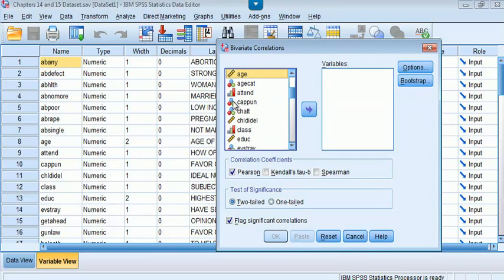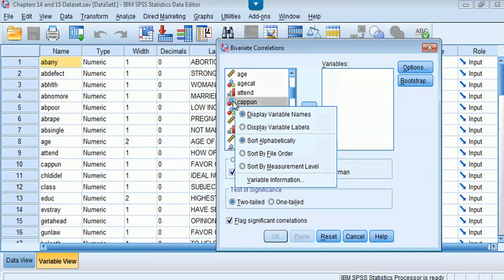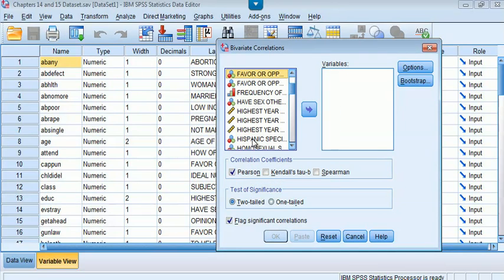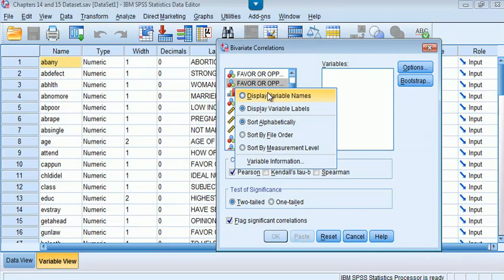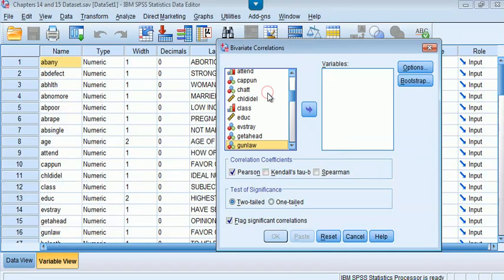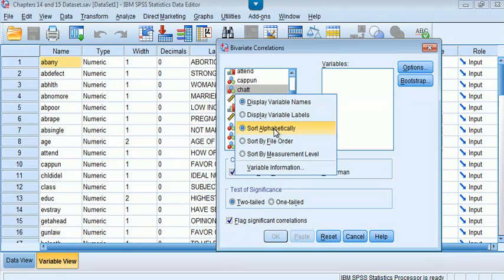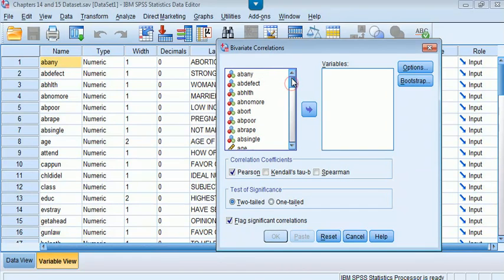Your data set may come up looking like this. Remember, if you actually have the variable labels here, you can right click and choose display variable names. You can also right click again and have it sort alphabetically. So we want to correlate age and the new recoded income measure, which is RECINC.